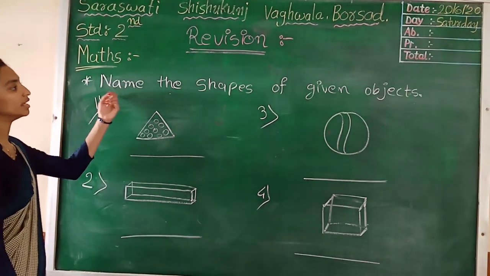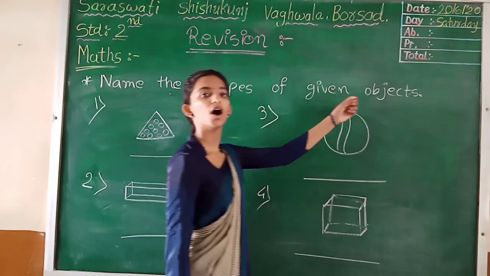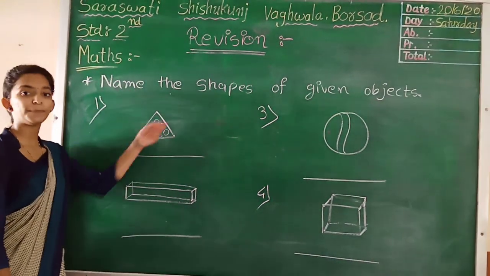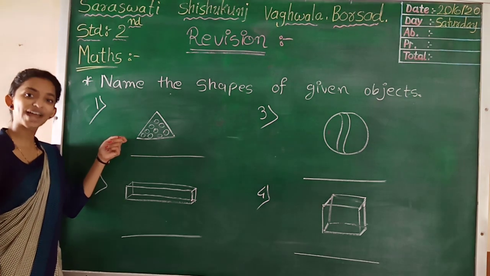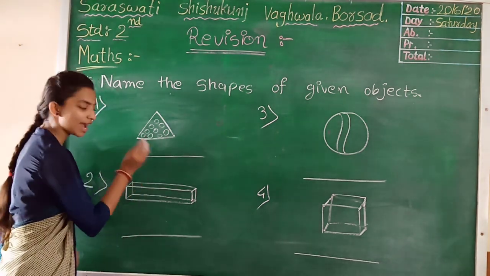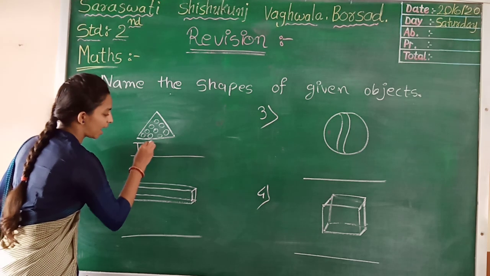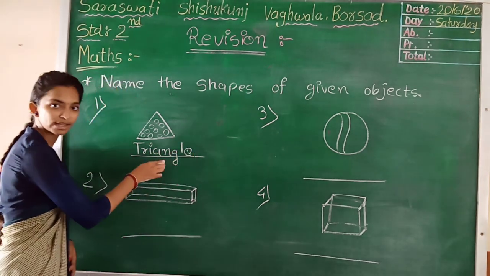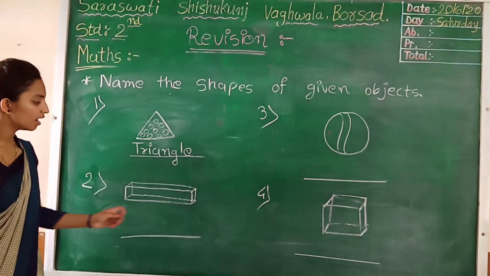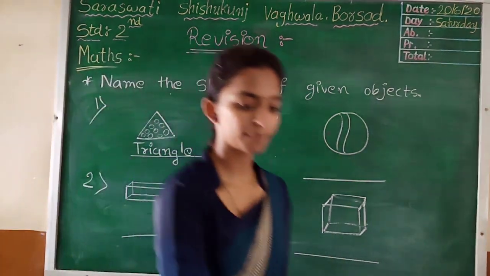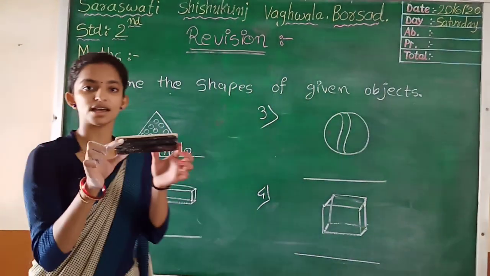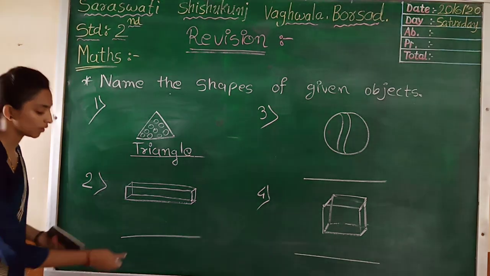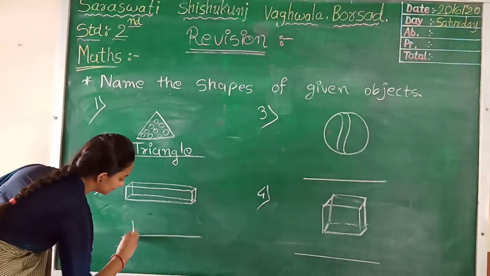See student, name the shape of the given object. So tell me student, which shape is this pizza piece? Triangle. So write here triangle. T-R-I-A-N-G-L-E. Triangle. Second one is duster. See here, duster. Which shape is this duster? Rectangle. So write here rectangle.